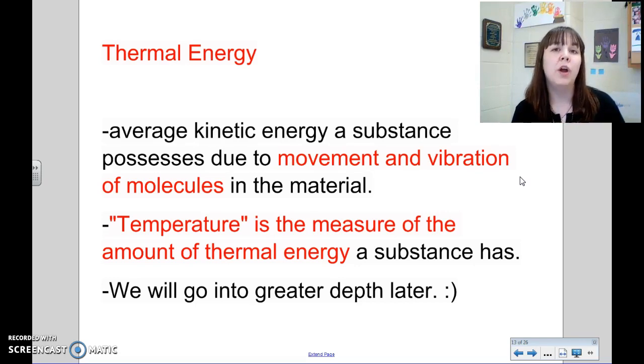And we'll talk more about thermal energy in the next unit that we're doing, but we just wanted to introduce it as a type of energy. Thermal energy is related to, but not the same thing as temperature. Temperature is the measure of the amount of thermal energy. Temperature is not energy itself. It's just a measure of how much energy we have.